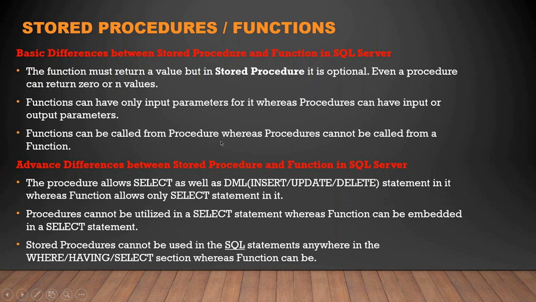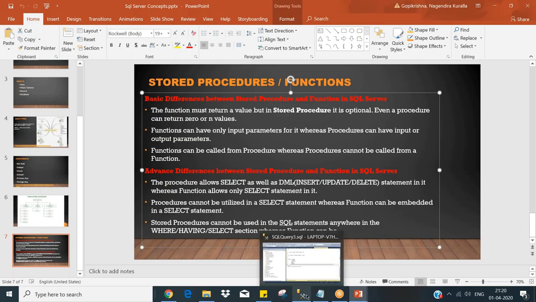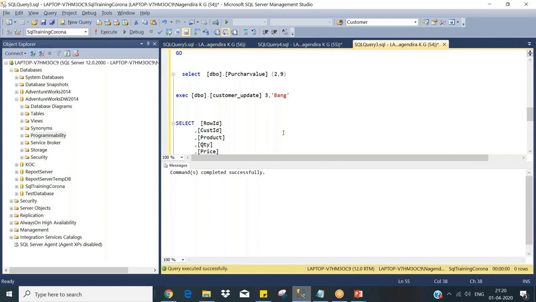Functions can be called from a procedure, whereas procedures cannot be called from a function. Vice versa is not possible. Meaning inside a procedure, you can call a function, but from a function, you cannot call a procedure. That is what it mentioned. Let us get these two points clarified.